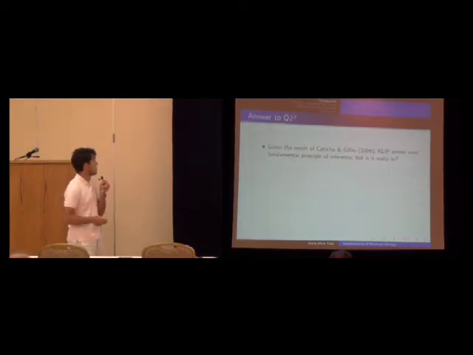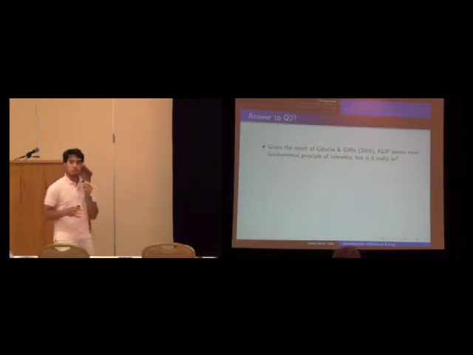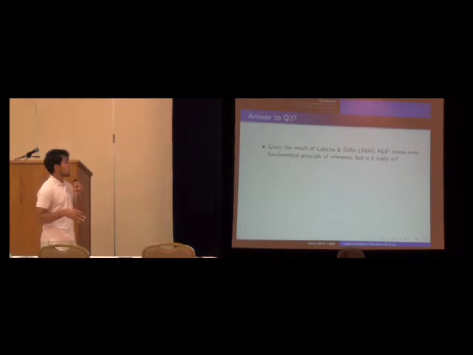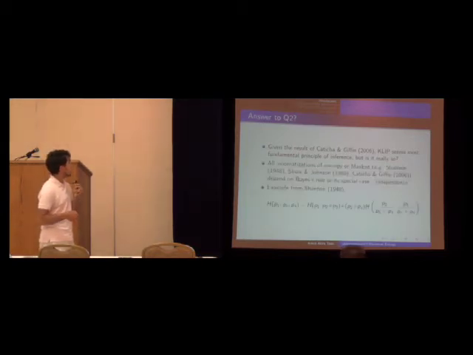Now, question two. Which is more fundamental, MaxEnt or Bayes? Given the result of Caticha and Giffin 2006, since minimizing Kullback-Leibler information implies both MaxEnt and Bayesian inference, it seems that MaxEnt is more fundamental. But I note that all maximizations of entropy or Kullback-Leibler information or whatever in some way or another use the Bayes rule somewhere in the axiomatization.